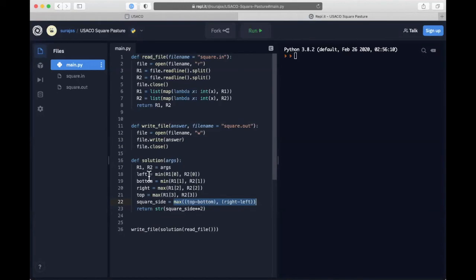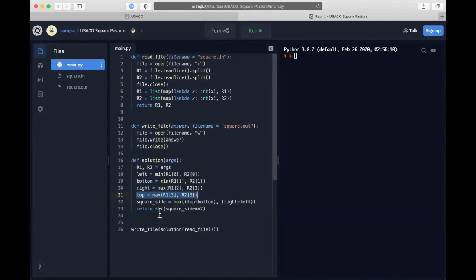To find that, left is defined as the minimum x1 between rectangle 1 and rectangle 2. Bottom is the minimum of rectangle 1 and rectangle 2's second point, which is y1. Right is the highest x value, so that is the maximum of r1 and r2's third value, x2. And top is the highest of r1 and r2's fourth value, which is y2.